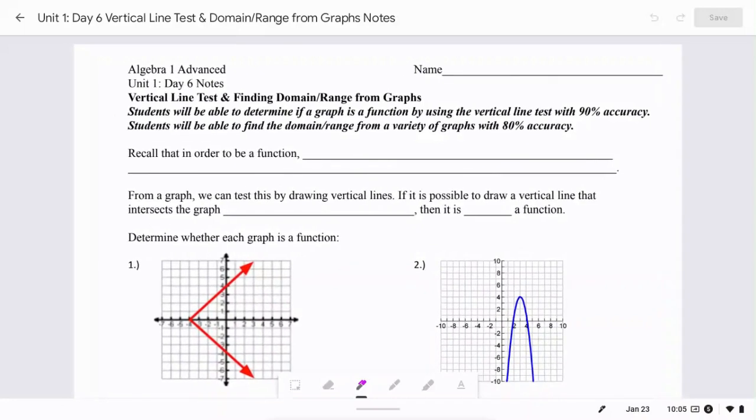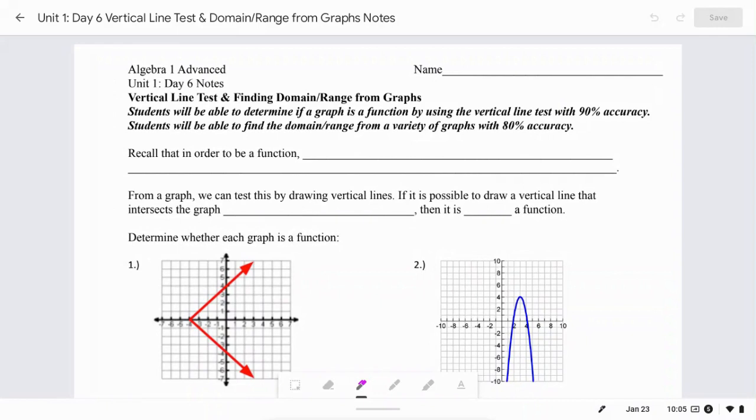In this video, we will determine how a graph is either a function using something called the vertical line test. We will also be finding the domain and range of functions from a graph as well.